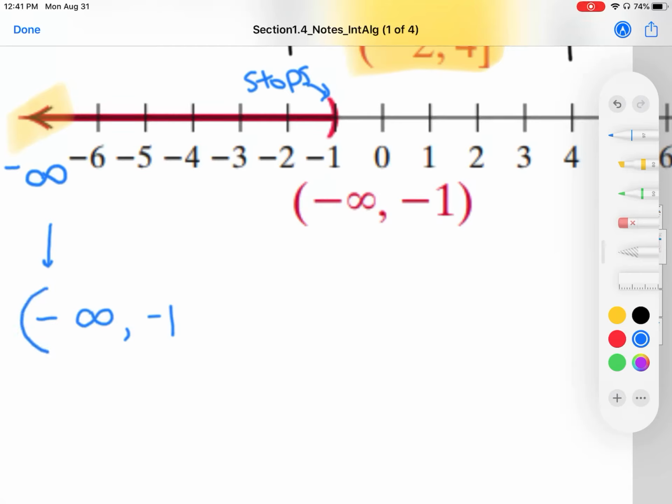Infinities always have a parenthesis. Now I'm left to wonder, is that one going to use a parenthesis or a bracket? Let's take a look at our graph. We see we have a parenthesis, so we'll use a parenthesis as well.